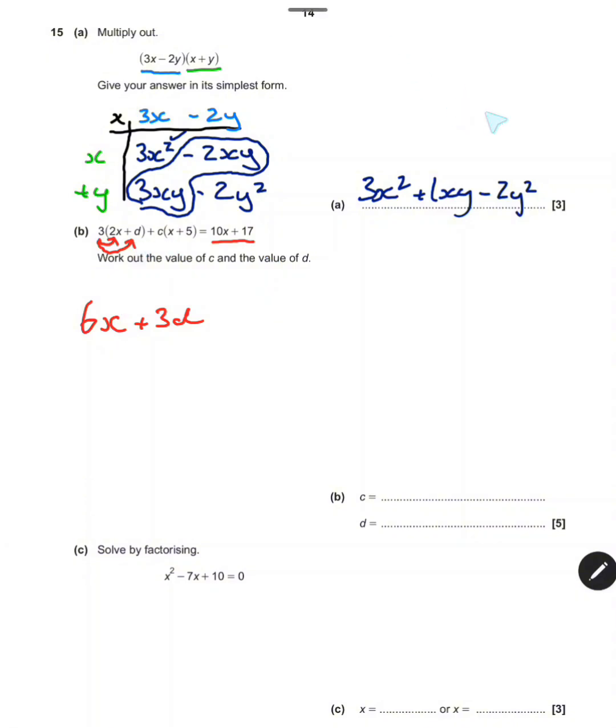So I've expanded that first bracket at least. Then we've got to do C times x. Well, that's just cx. And we've got to do C times 5. And C times 5 is just 5c. Now what we're told is we're looking for 10 x's. Well, I've got 6x and some more x's. To get up to 10 x's, C must be 4. 6 x's, add 4 x's is the 10 x's that I'm looking for. So I've got that bit sorted.